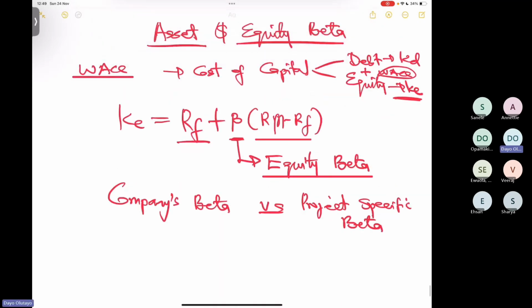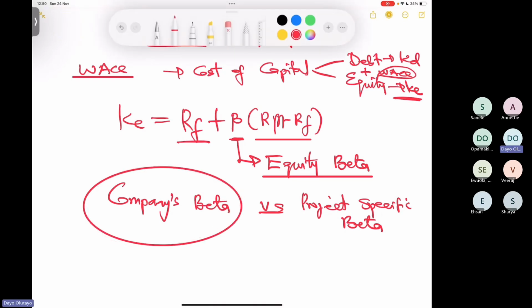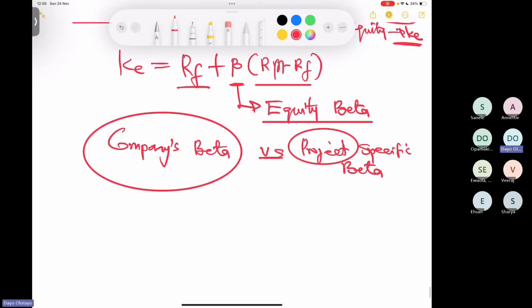Because anytime you are trying to calculate cost of equity, probably you're planning to go into a new industry. Let's take for instance you are a bank, HSBC Bank, but you want to go and do investment in real estate. That is not your industry. So you cannot use your company's beta to assess that kind of project. That would be wrong. Though there are exceptions to the rule, which I need to quickly mention to you.